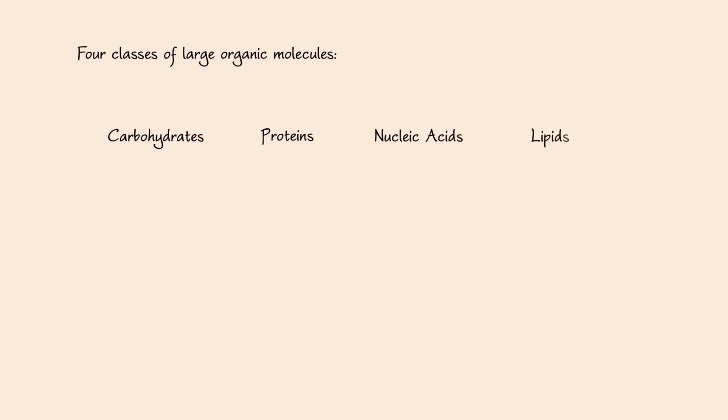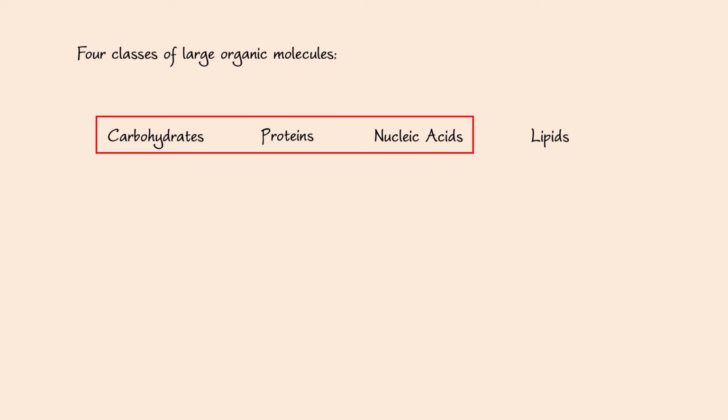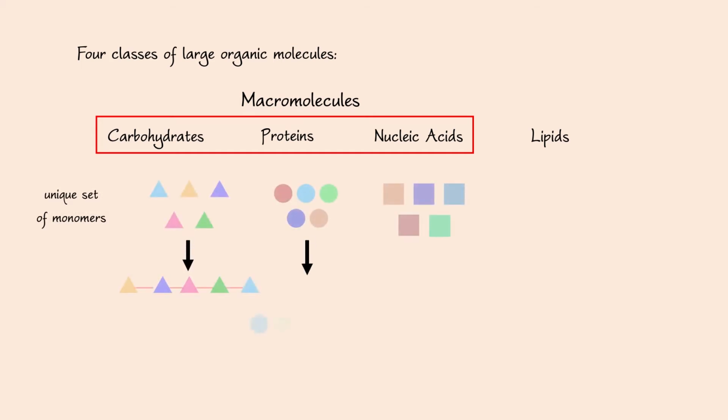Organisms can be made up of large organic compounds that can be grouped into four major classes: carbohydrates, proteins, nucleic acids, and lipids. Of these four classes, only three are further classified as macromolecules. Carbohydrates, proteins, and nucleic acids are referred to as macromolecules because they are each assembled using a unique set of building blocks called monomers. Multiple monomers are linked together with covalent bonds to form polymers.